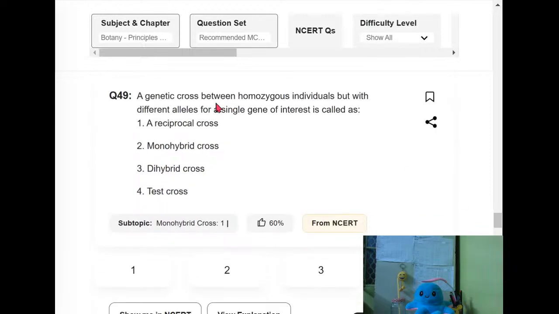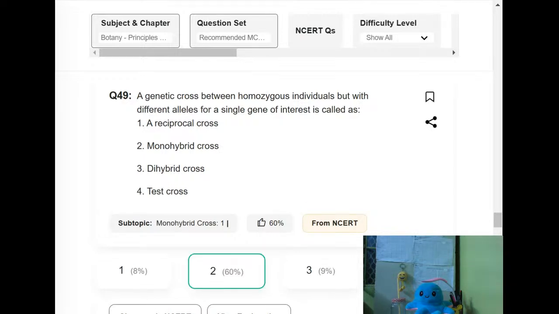A genetic cross between homozygous individuals but with different alleles for a single gene of interest is called: test cross, monohybrid cross. A genetic cross between homozygous individuals but with different alleles for a single gene of interest. Okay.